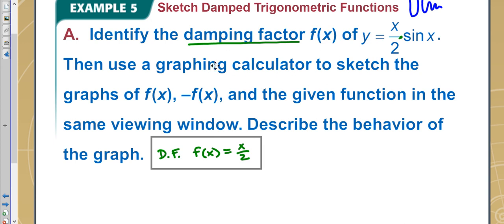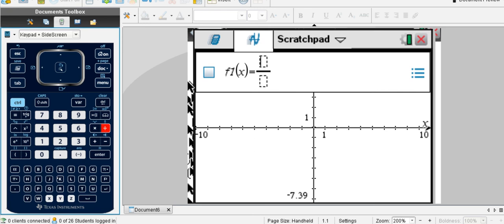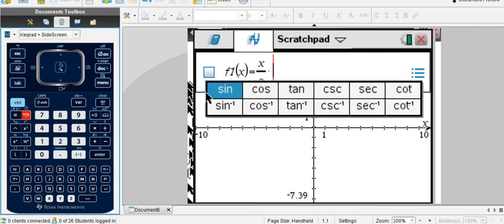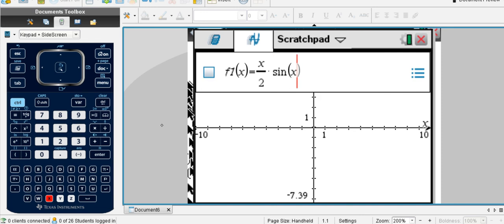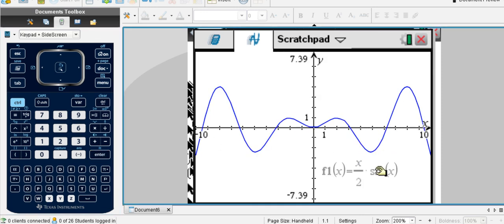So here's what I'm going to do. I'm going to go to the calculator, and we're going to take a look at this. So the first equation, or what they gave us, was that y equals x over 2 times sine x. And I'm going to graph that. And so here's the picture of this. Now you see how I was kind of saying the wave changes a little bit?